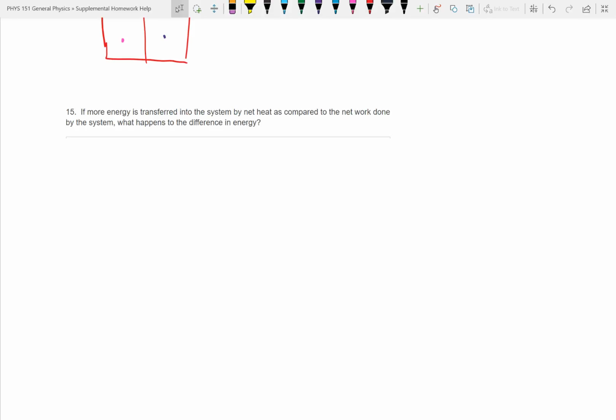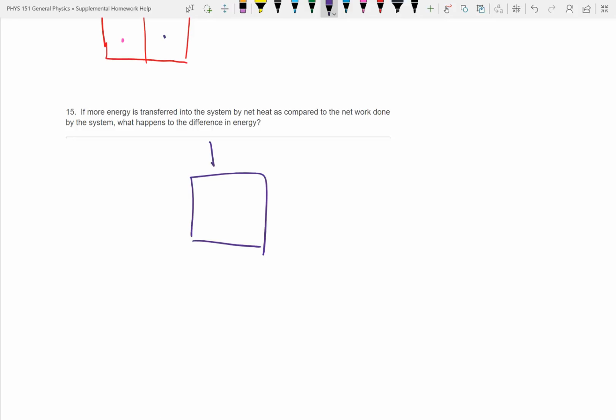Okay, so we have more heat, or more heat going in than work coming out. So we have this system, and we have heat coming in, and we have work going out. If we have more energy coming in than going out, what has to change for the system?